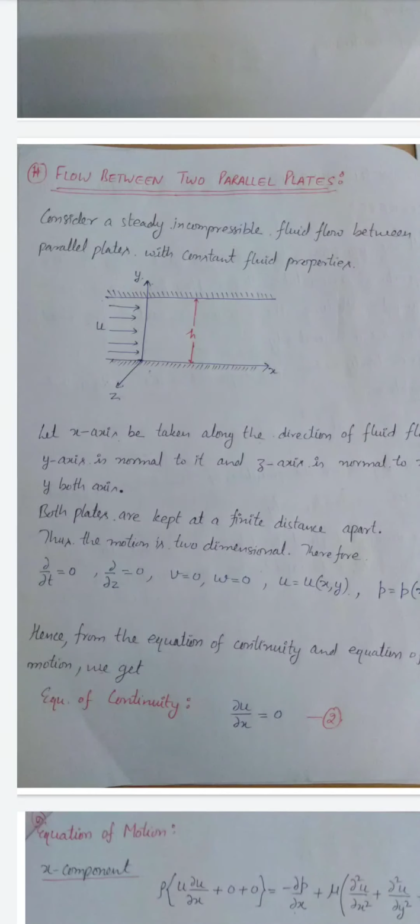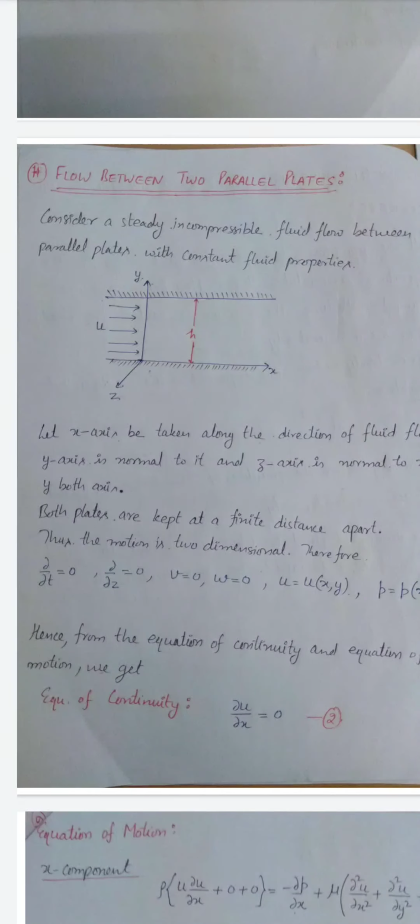Let us take the x-axis along the direction of the flow and the y-axis at right angle to it. The motion is two-dimensional and therefore all the variables are independent of the z coordinate. It means ∂/∂z of all the variables is equal to 0. Therefore, motion is two-dimensional and the fluid is flowing along the x-axis. Therefore, u is a function of x and y, velocity v is 0, w is 0, and pressure is a function of x and y.